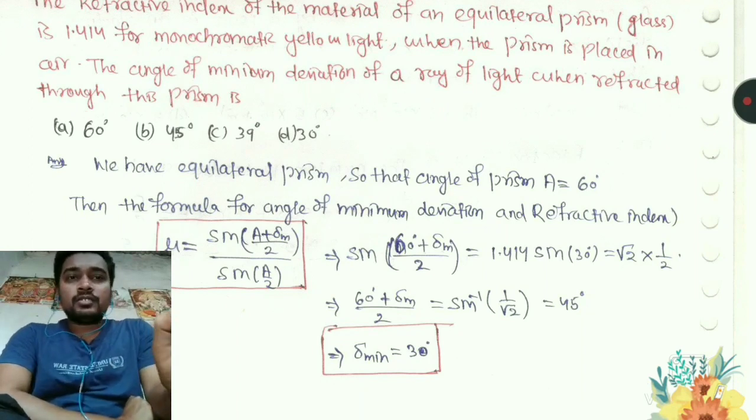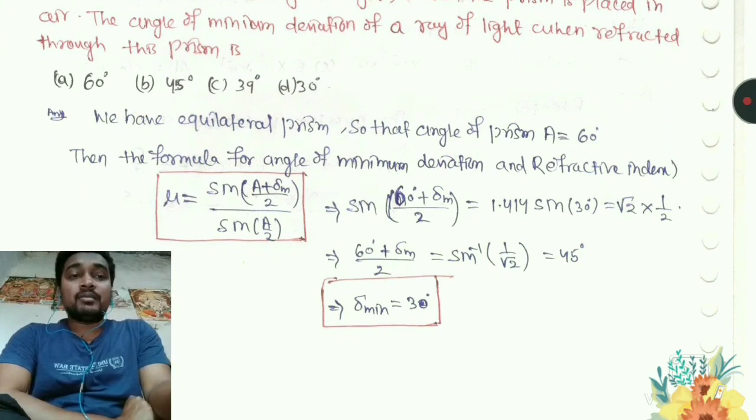So mu is equal to sin of (A plus delta m) by 2 by sin A by 2. So A is 60 degree, delta we have to calculate, mu is given 1.414, that is root 2, and you can manipulate this result to calculate the minimum value of deviation. Delta minimum will be given by 30 degree.